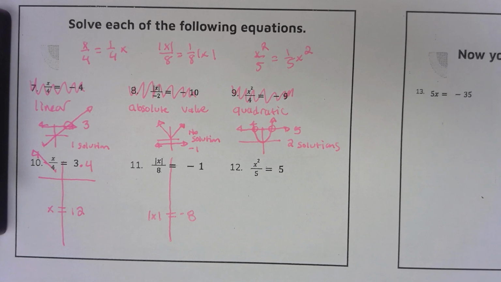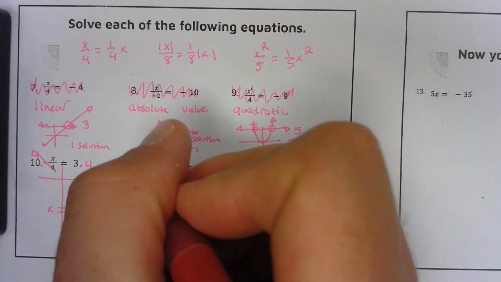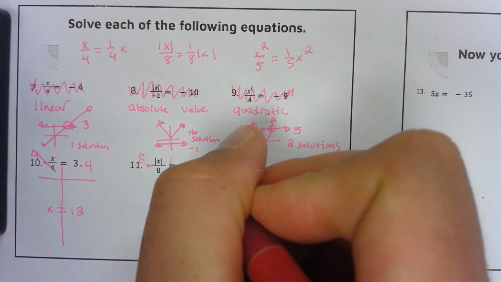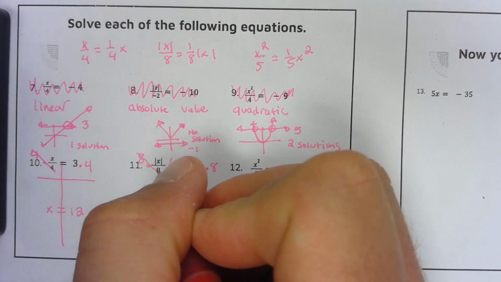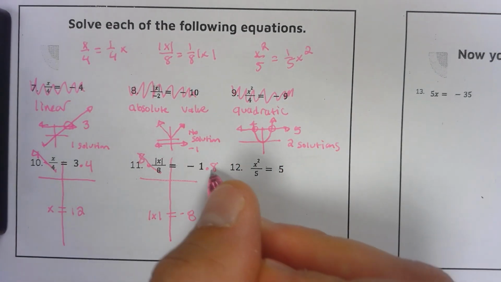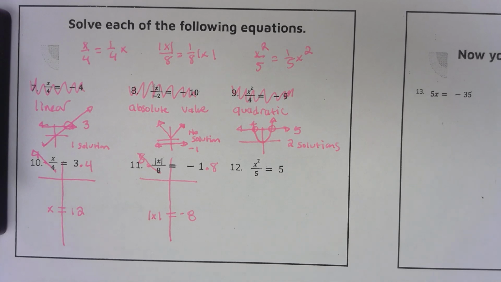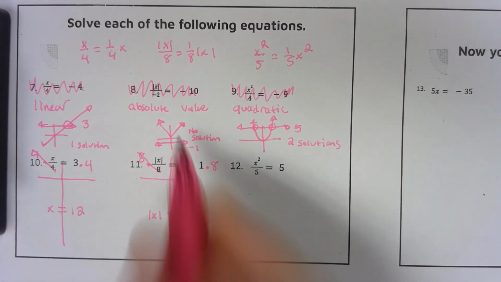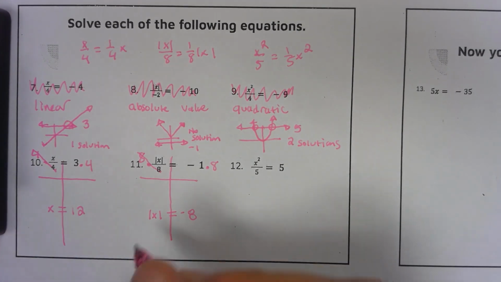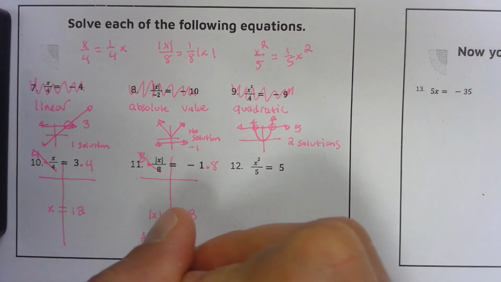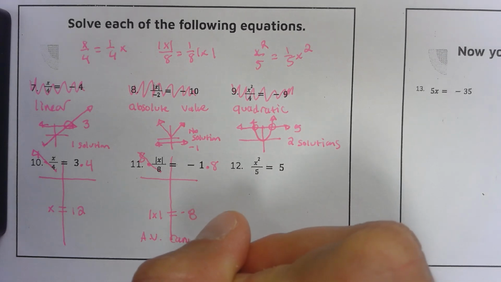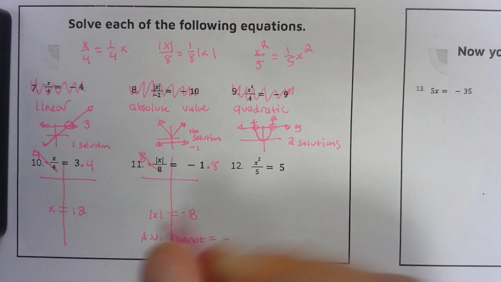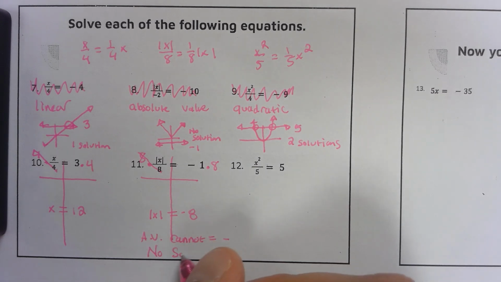Well, how can we get there algebraically? Absolute value of x divided by 8. I can undo the dividing by multiplying by 8. And then -1 times 8 is -8. And it's at this point, along with the graph that kind of gave us that hint, that absolute value cannot equal a negative. And thus there's no solution.